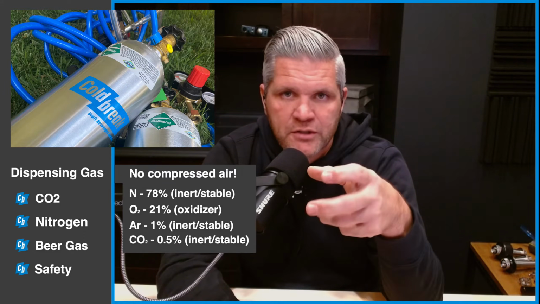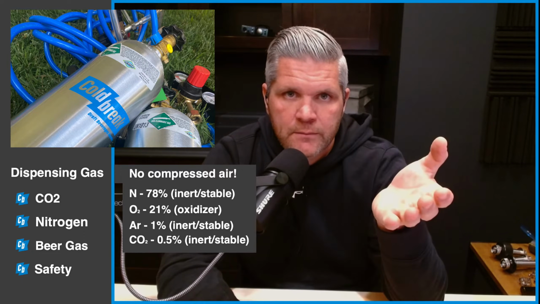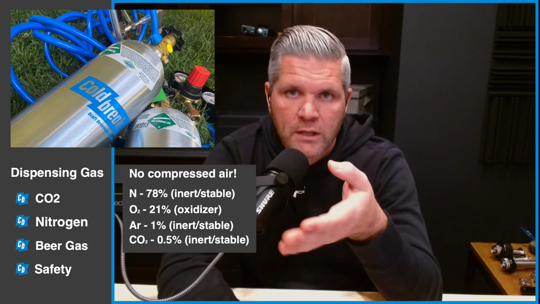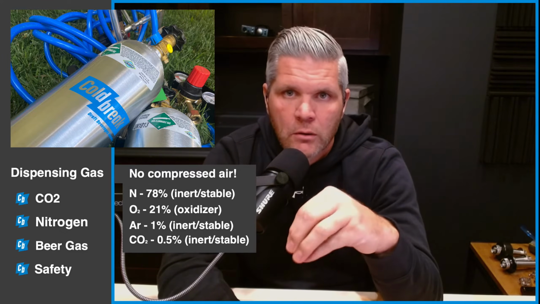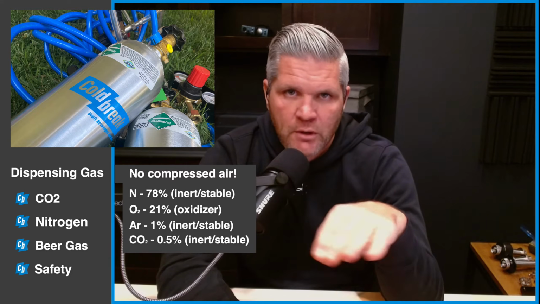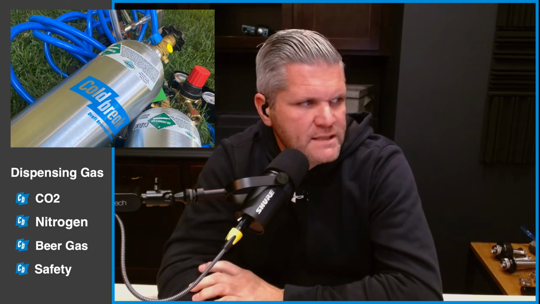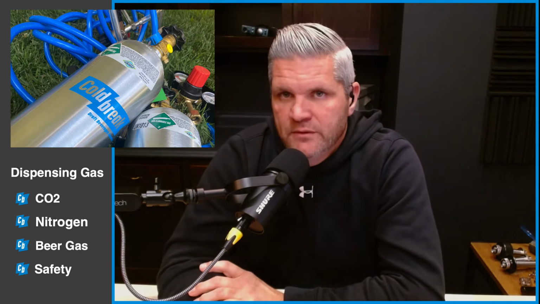So if you're a professional and you're trying to get the beer out of a keg, serving in a professional manner, you don't want oxygen anywhere near or inside of the keg. So we're going to do everything that we can to keep it from entering the keg. The other gas that we can use is nitrogen because, again, it's an inert gas. It won't affect the flavor of the beer.